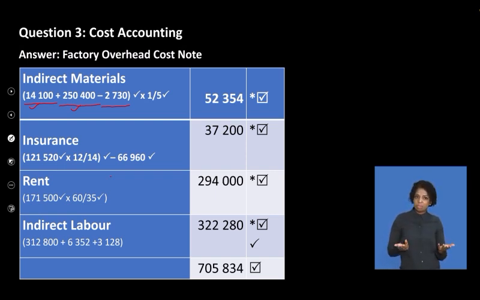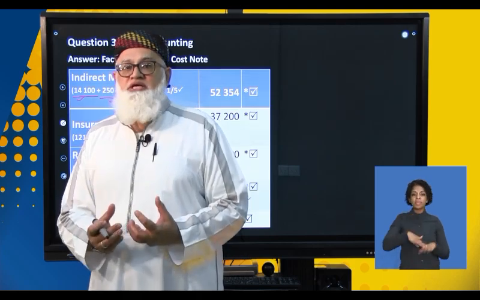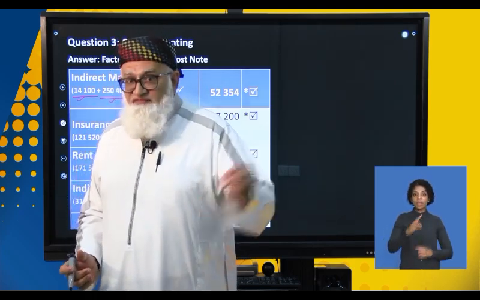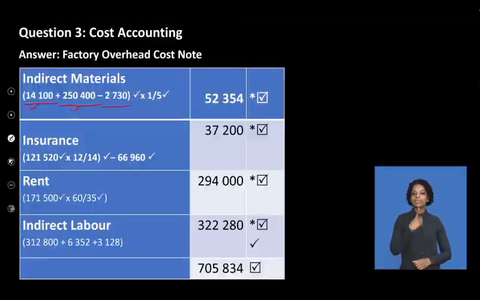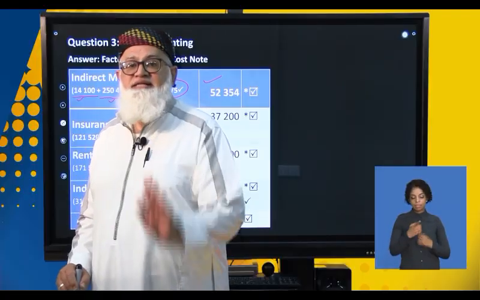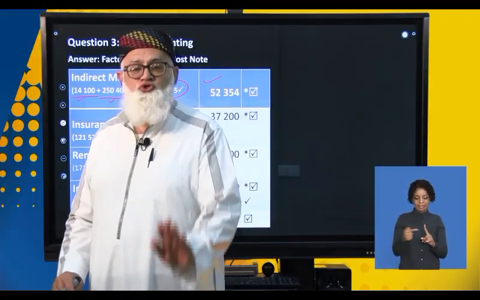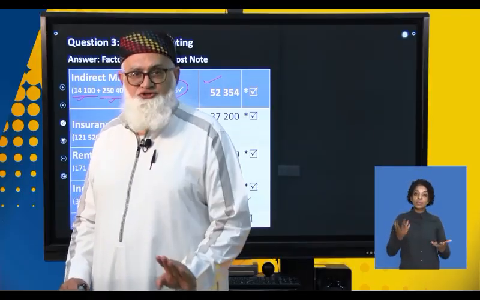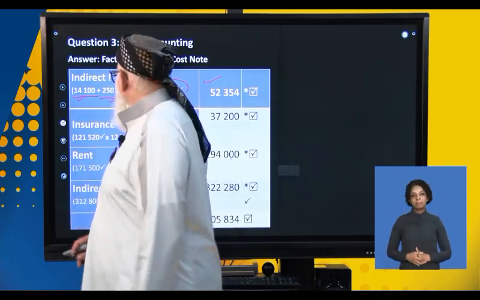Then, what part of the indirect materials was used for the factory? You are told that 1/5 of the materials was used in the factory. Therefore, you take that figure to get a final answer of 52,354. What is that? That's the value of indirect materials that were used by the factory. Okay, let's move on.